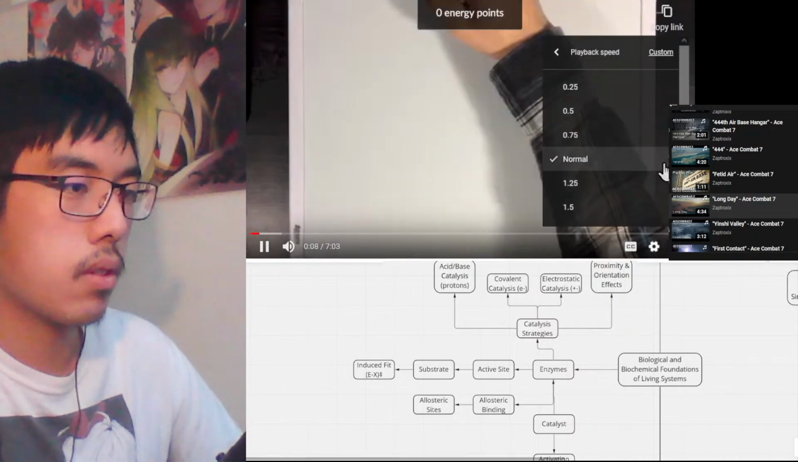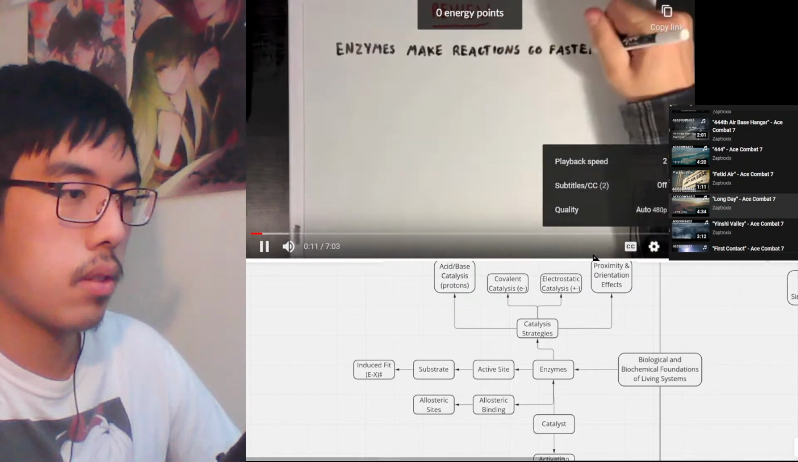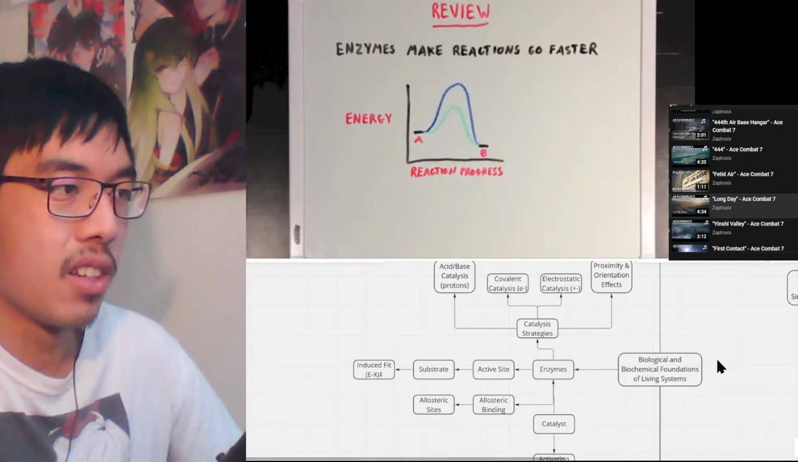But before we do that, let's review the idea that enzymes make biochemical reactions go faster. And if you look at a reaction coordinate diagram, enzymes speed up reactions by lowering their activation energy.